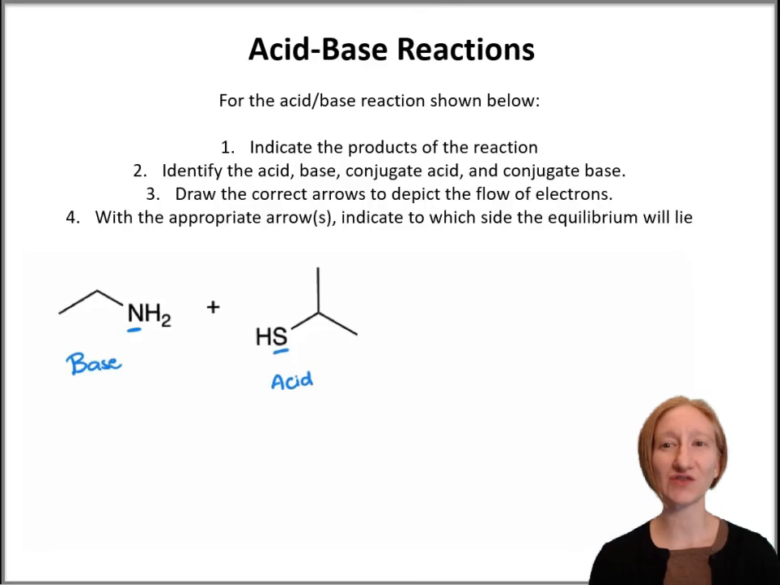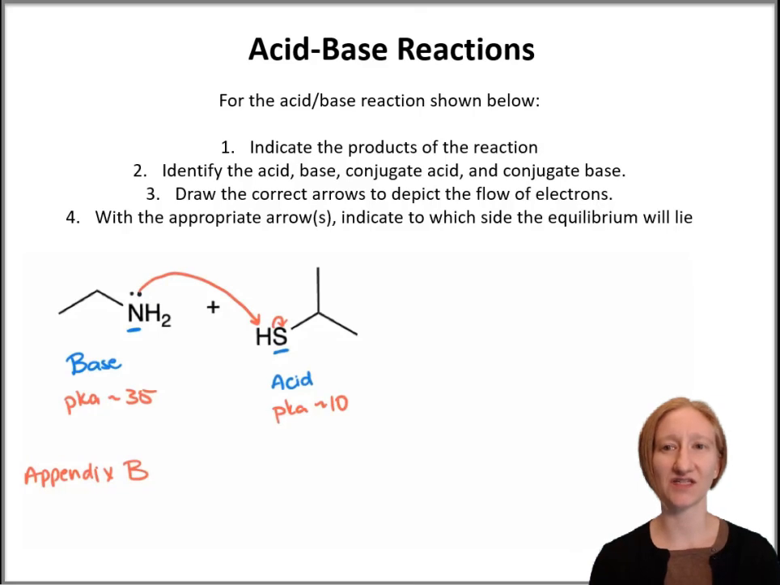Okay. I could also look at the pKa values of these two species, and I would find that the pKa of the thiol is about 10, while the pKa of the amine is about 35. So again, we would end up with the same conclusion that the thiol is the better acid and the amine is the base here. That means that the nitrogen lone pair will attack or abstract the thiol hydrogen. So we can draw a curved arrow from that lone pair to the hydrogen.